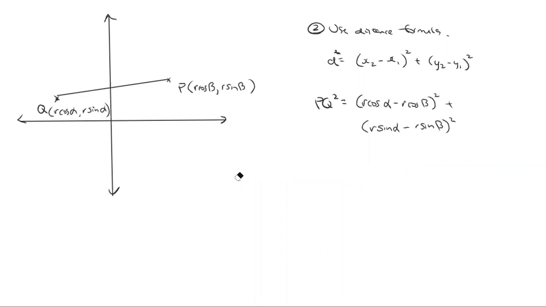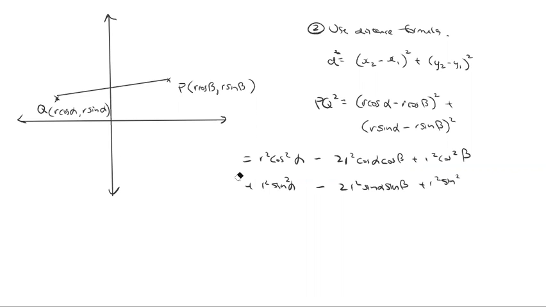So if you expand this, you're going to get r squared cos squared alpha minus 2r squared cos alpha cos beta plus r squared cos squared beta. And you're also going to get r squared sine squared alpha minus 2r squared sine alpha sine beta plus r squared sine squared beta. Now, my question was, we could obviously factor stuff out, and we will, and let's just ignore the r squared because we can easily factor it out, but you just take a look at maybe this part, right? Can you do anything with this?